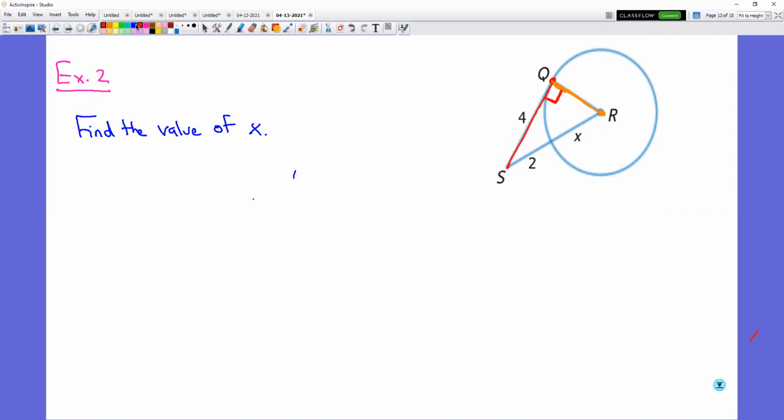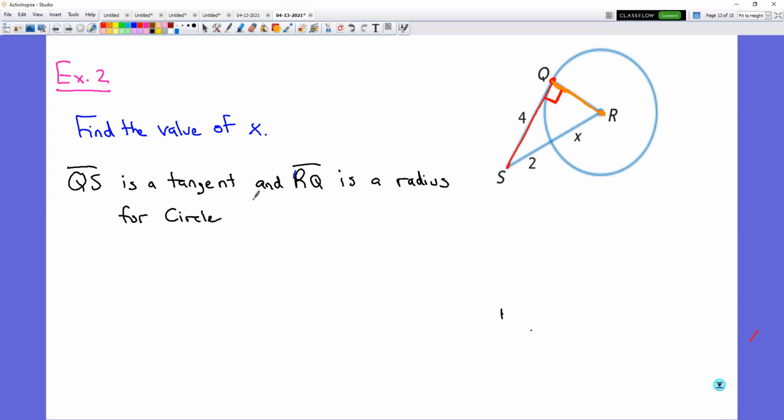So once again, I'm going to set up the problem. Of course, I'm going to make my statements here. I have QS is a tangent, and RQ is a radius. No, not RS, but RQ, excuse me. But RS is still good initials. And RQ is a radius, and this is for circle R. Okay, all right.